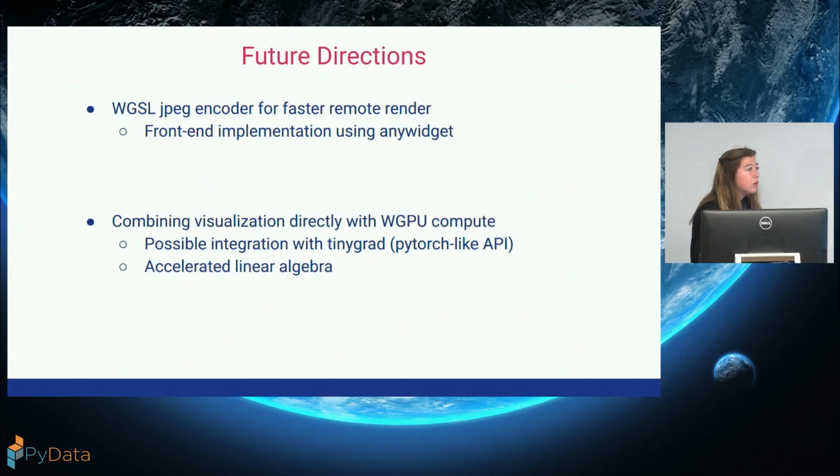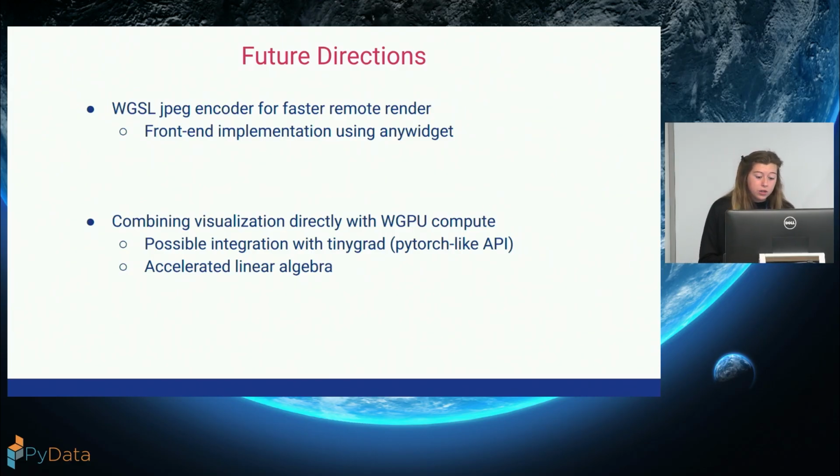And so just some future directions for the project, or ways that we're looking to expand the project to make it more performant, especially on the hardware side, is to add a WGSL JPEG encoder to make the rendering faster so the visualizations become even more performant. And then also combining these visualizations directly with computations that you're doing on the GPU. And so integration with TinyGrad or some type of PyTorch API, so then you really do get seamless integration with your ML models.